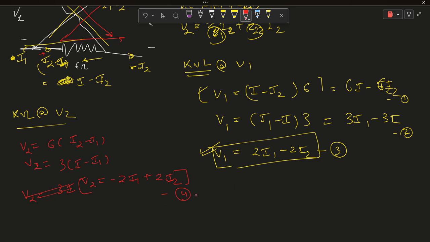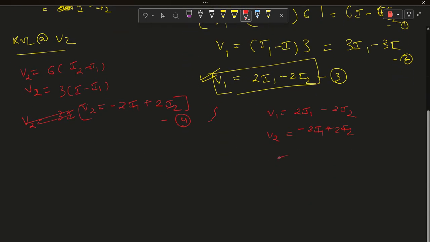So we have V1, which is 2I1 minus 2I2, and V2, which is minus 2I1 plus 2I2. So our Z matrix is 2, minus 2, minus 2, plus 2. This is our final answer.